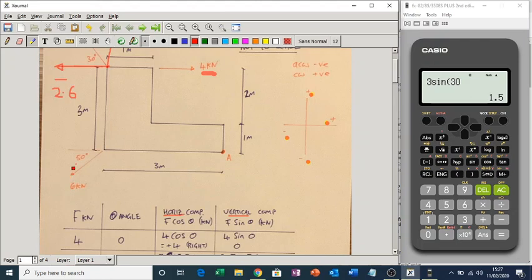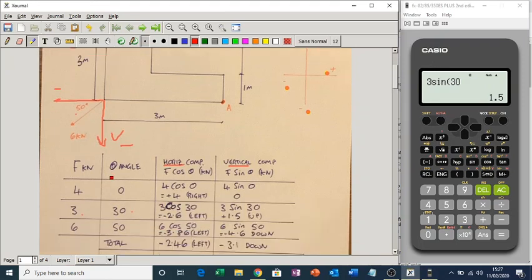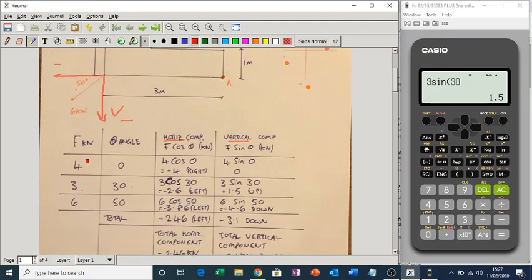I got 6 kilonewtons. There's my angle, there's my force. I'm going to break it down into that vertical one. It's coming down, so it's going to be negative. This horizontal is coming across. It's also negative. So 6 kilonewtons, there's my angle, 50. So horizontal, F cos theta, vertical, F sine theta.